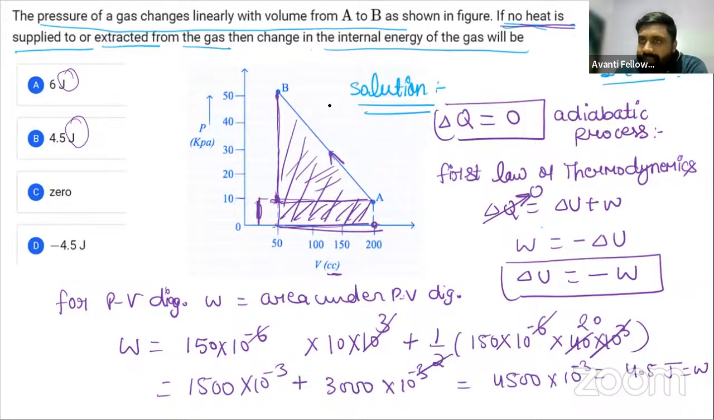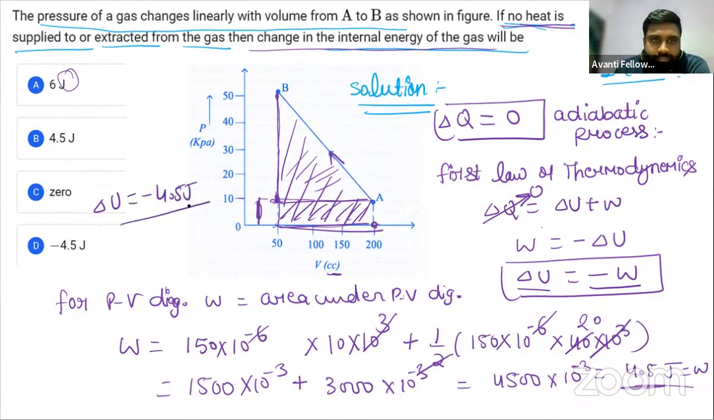But here work has not been asked. So in a hurry, you might take this option. But now you need to be careful. After you get this answer, you first need to check what the question is. In the question, the change in internal energy of the gas is being asked, and we know that the change in internal energy equals the negative of the work done. So whatever answer we have, we have to multiply it with minus. So delta U is minus 4.5 joules. So option D is correct.